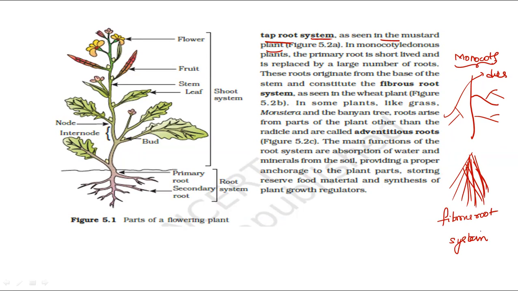Now, just as a quick recap, what is taproot system? Taproot system is nothing but from the radical, the single root that's coming down and which again branches off into secondary and tertiary roots is called as taproot system. And fibrous root system is where the primary root is short-lived and it dies and it is replaced by a thick group of roots. Let me tell you something, it can be seen in wheat, whereas the dicots, it can be seen in mustard. So the information you're seeing on the screen is your NCERT textbook.